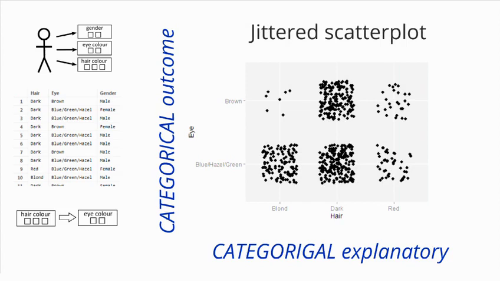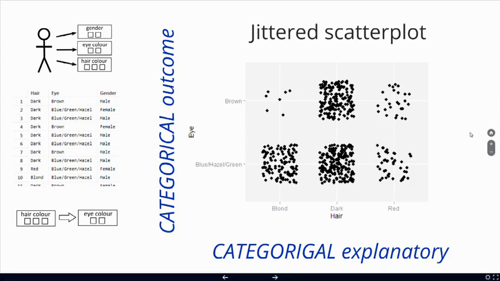Now I can see that if you have blonde hair, it's very unlikely to have brown eyes, because there's a heap down here under blue, hazel, green and a heap up there. If you have dark hair, then it looks like it's roughly 50-50. If you have red hair, it looks like it's ever so slightly more likely to have blue, hazel, green, but not particularly. And if you have brown eyes, you're very likely to have dark hair, if you look along the top column here. So now I can see the relationship between things.